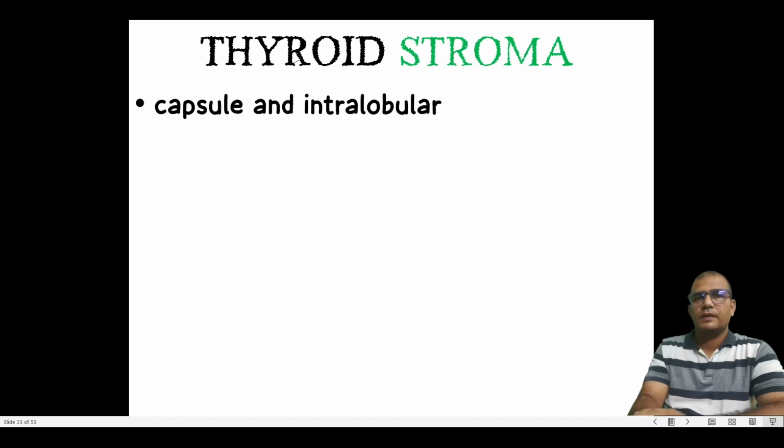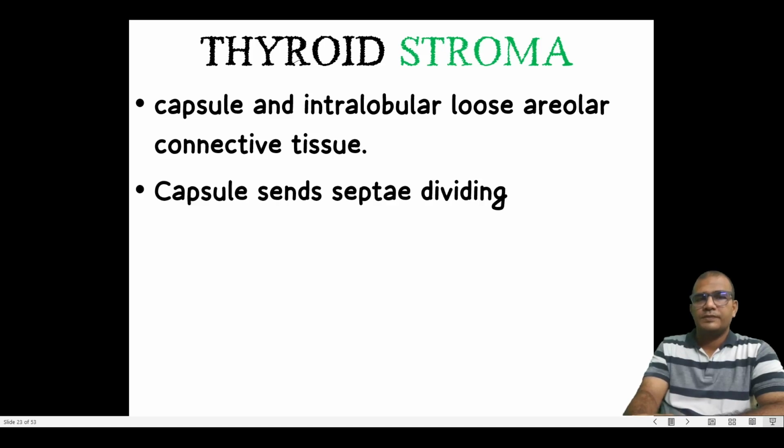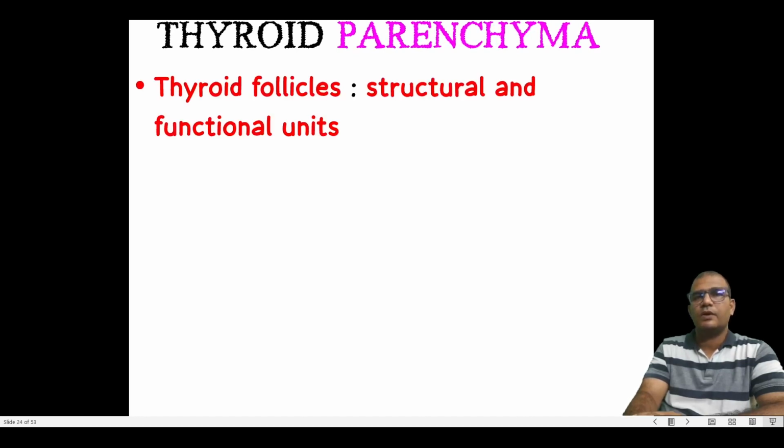Thyroid stroma consists of the capsule and interlobular septae, which are formed by extensions of the capsule. So it is loose areolar connective tissue. The capsule sends septae dividing the gland into different lobules. So histologically as well as macroscopically, or in gross anatomy, we can see the lobules in the thyroid gland. What does the parenchyma consist of? The parenchyma shows the presence of thyroid follicles.